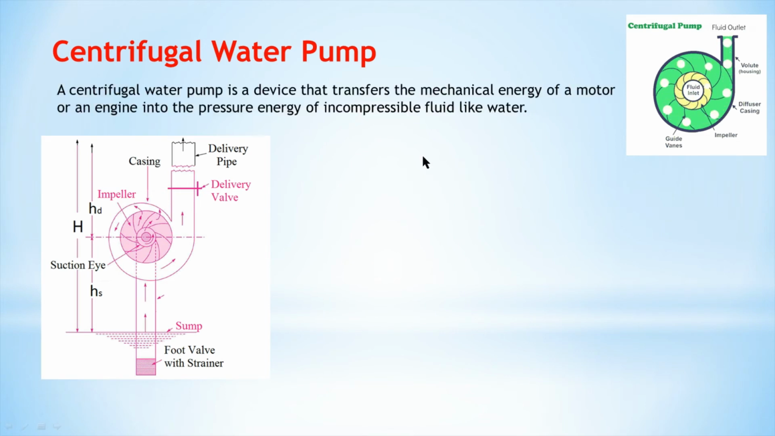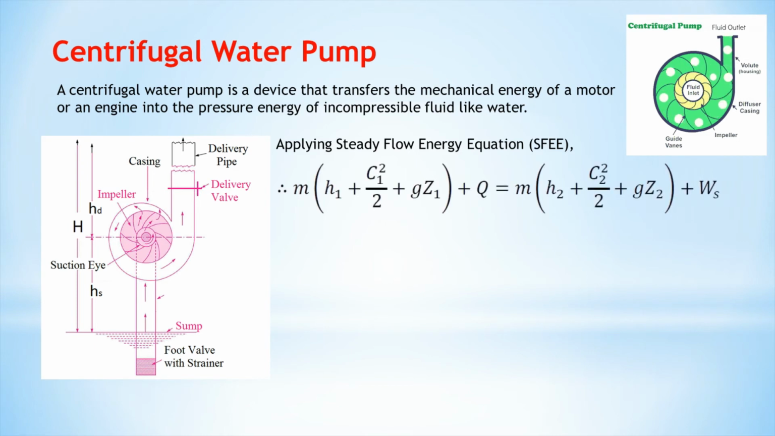And the special application of the centrifugal pump is that we can handle any type of slurry by using this pump. Okay, this is the special purpose application of the centrifugal pump. We can handle any type of slurries. Now we apply the steady flow energy equation. This is the steady flow energy equation.